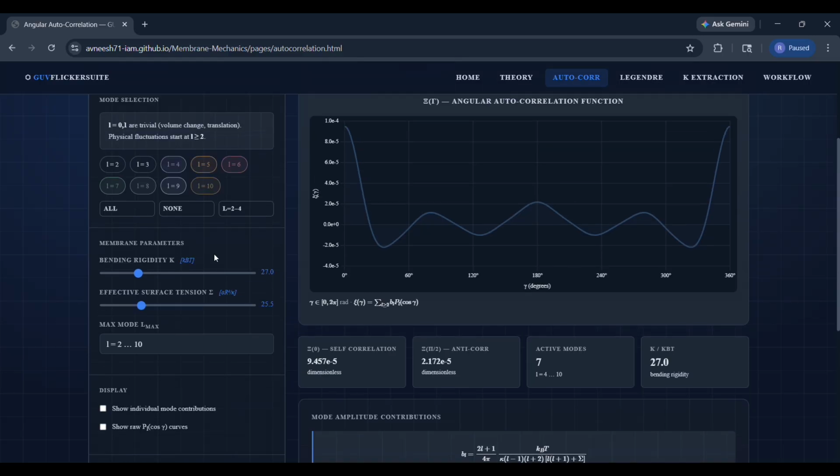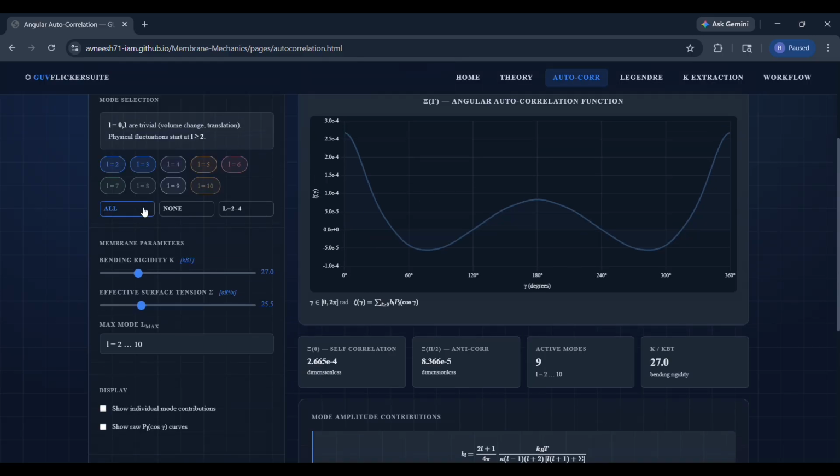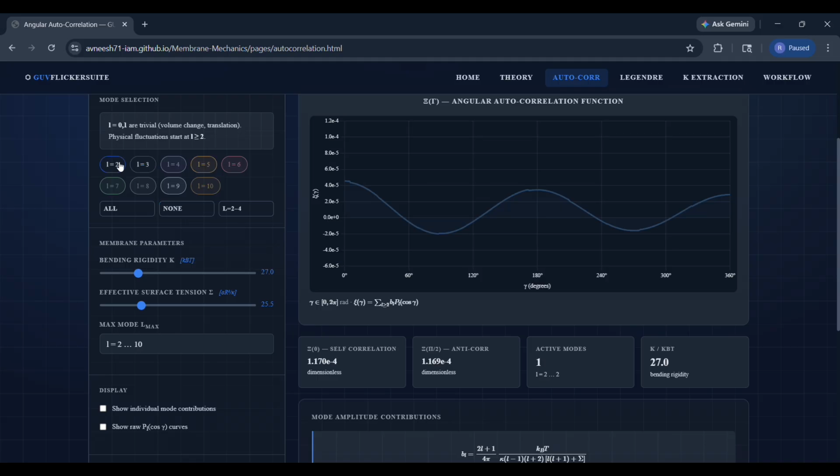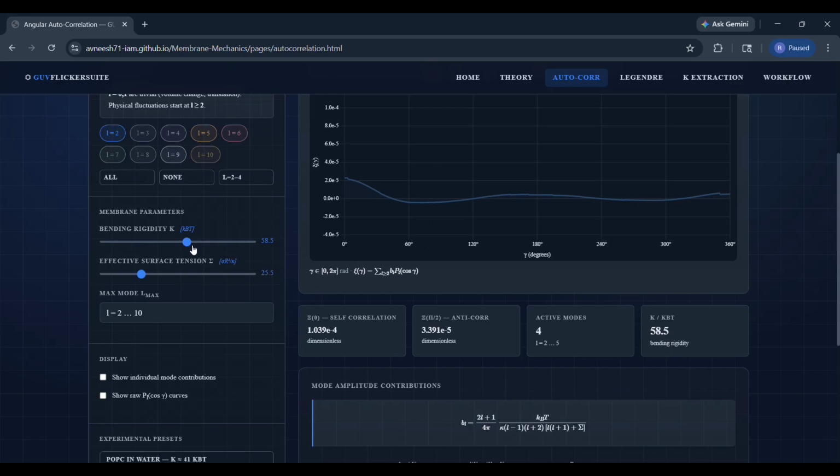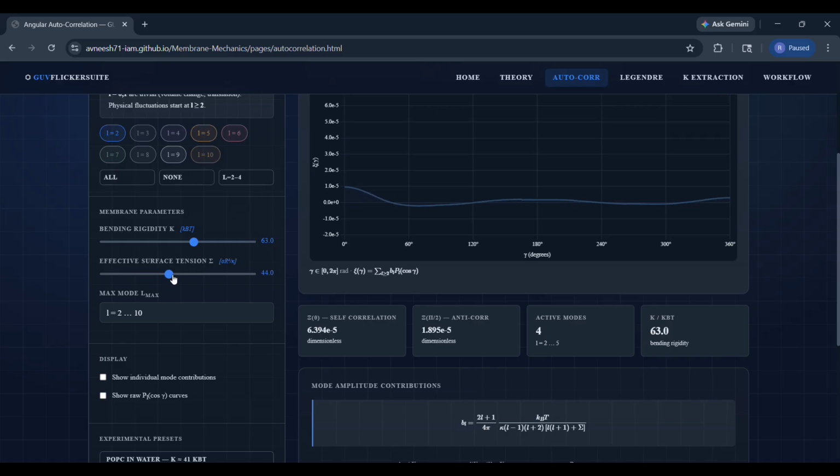This can also show all spherical modes or none, or we can manually choose which spherical modes we want to show. We can turn off high modes. We can move up or down values of kappa and surface tension manually according to our need.